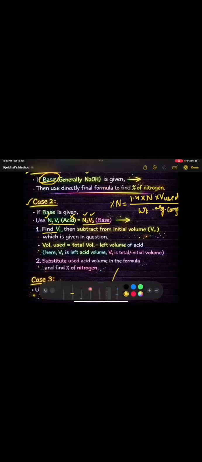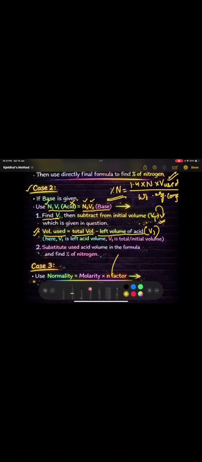After finding V1, we have to subtract it from the total volume which is given in the question. The volume of acid given in the question, we assume it as the total or initial volume of acid. From that we have to subtract V1. Then we will get the volume of used acid. So volume of used acid equals total volume given in the question minus left out volume of acid. The left out volume of acid is V1 which we calculated from the above formula. That is how we can get the volume of H2SO4 used. That volume of H2SO4 should be used in the formula which we have written above. So finally, whatever the volume of used H2SO4 or acid we got, that needs to be substituted in this formula to find the percentage of nitrogen.